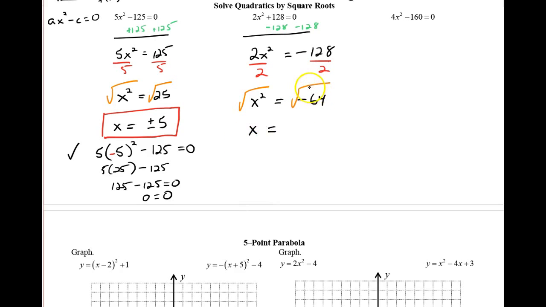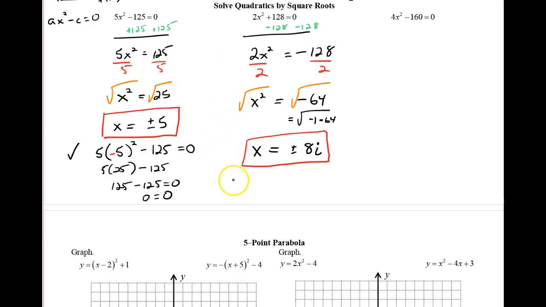So now, the 64, remember this can be broken down to negative 1 times 64. So the square root of 64 is going to be 8. And the square root of the negative 1 is i, and so we get plus or minus 8i. You could check that.